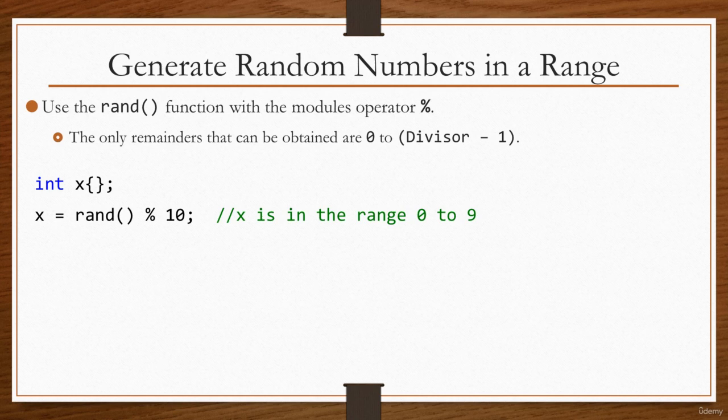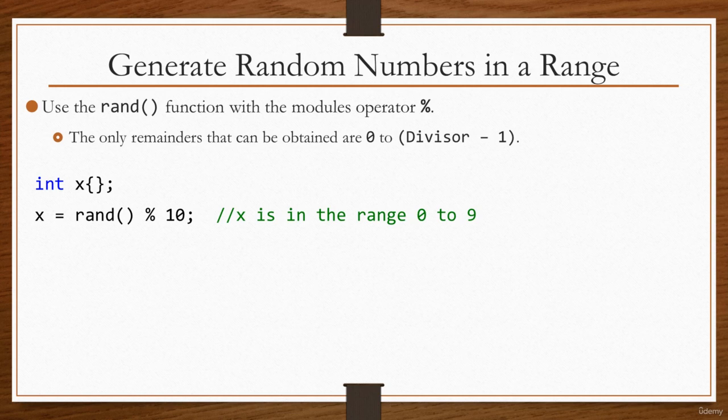So if you divide by 50, that modulus operation is not going to give you 50, right? It's never going to give you the same value as the divisor. It's going to give you 0 to that number minus 1. So you can see a quick example of what that will look like. But we start with 0 here.